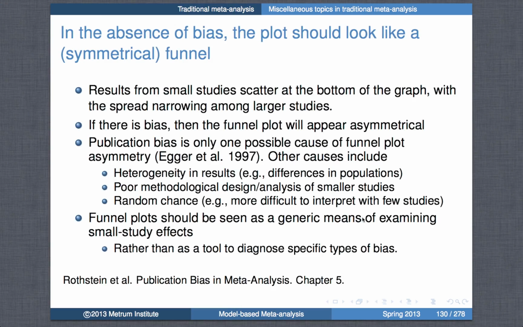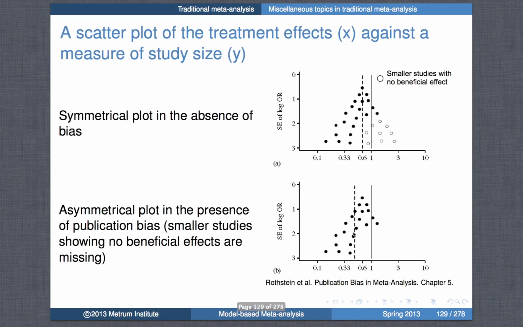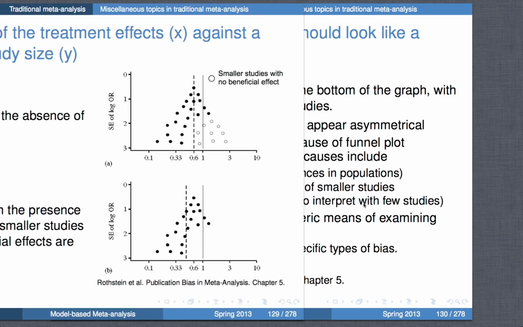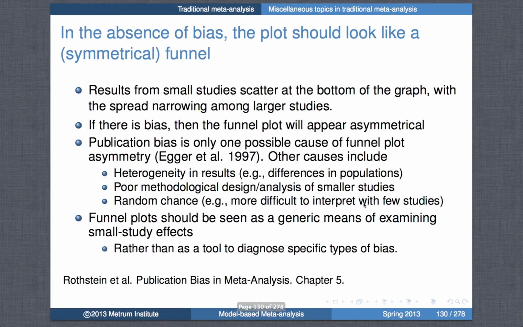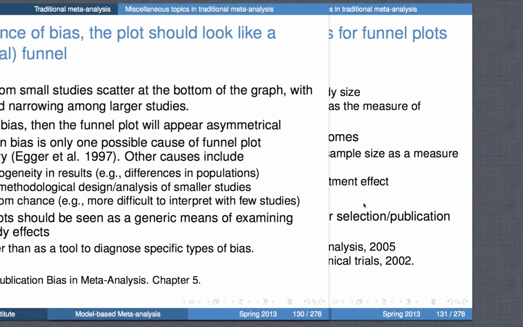It may be that the small studies have a poor methodological design or analysis that may be leading to bias. So again, it may be that these smaller studies were reporting selectively their results or reporting the results differently than the larger studies. And the last option is it may just simply be due to random chance.